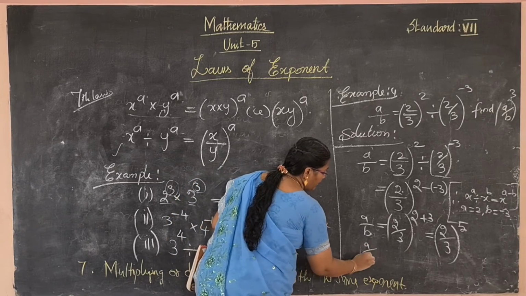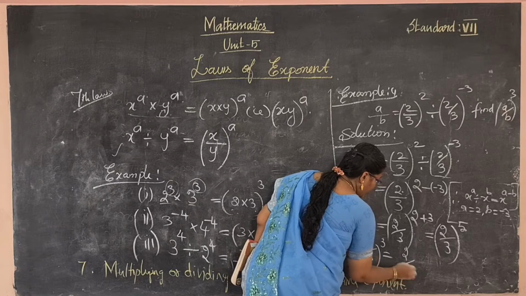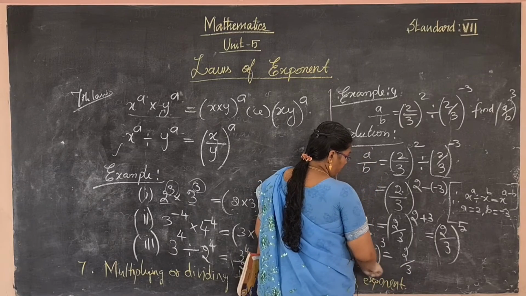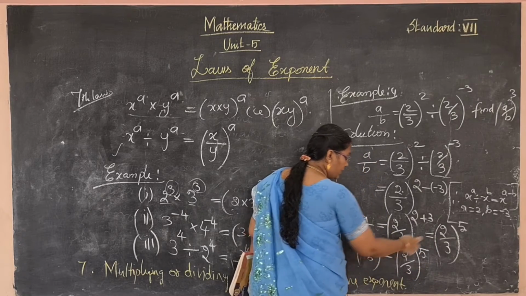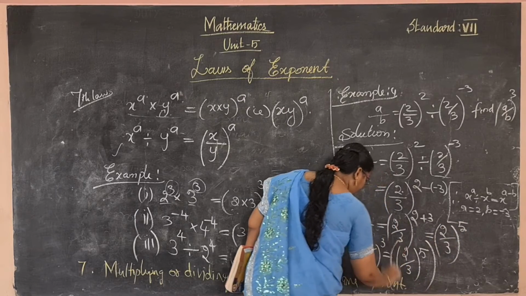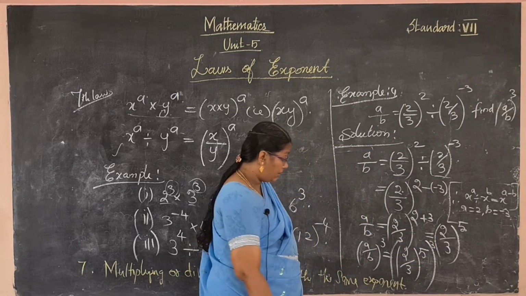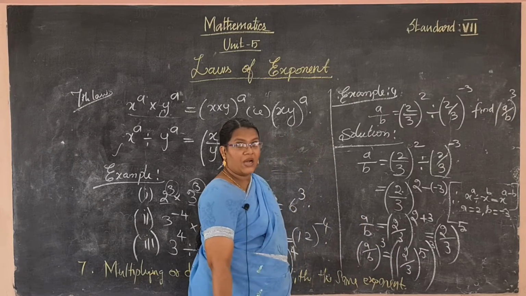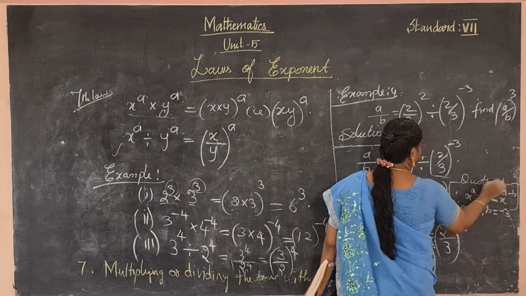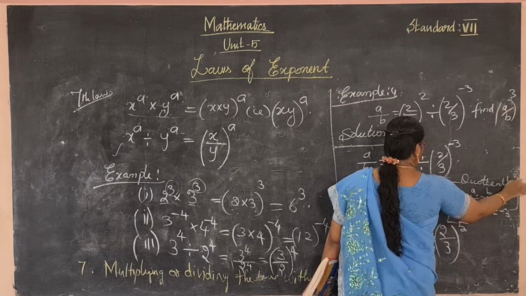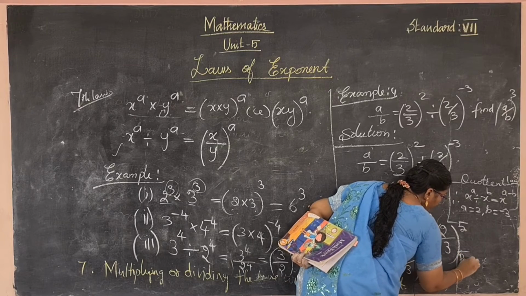So a by b the whole power 3 is equal to 2 by 3 the whole power 5, since a by b value is 2 by 3 the whole power 5. Already we have found the value, so put the whole power 3. Now we apply the power of power rule. Here we applied the quotient law, and here we apply the power of power rule. What is that? Power of power rule.